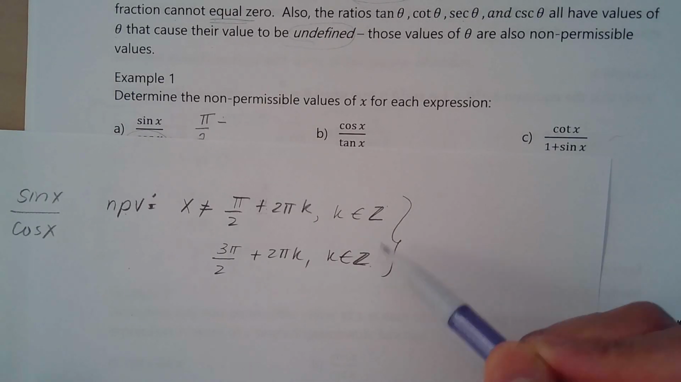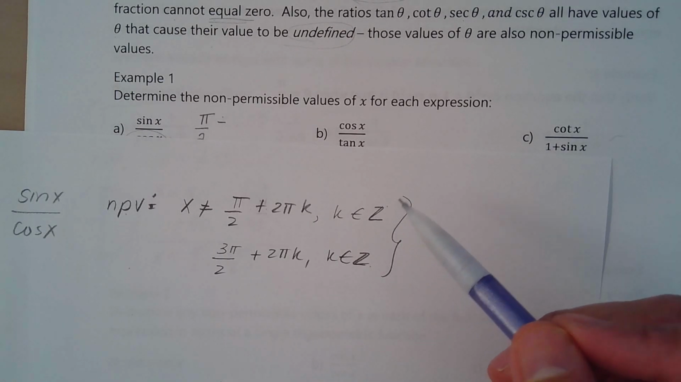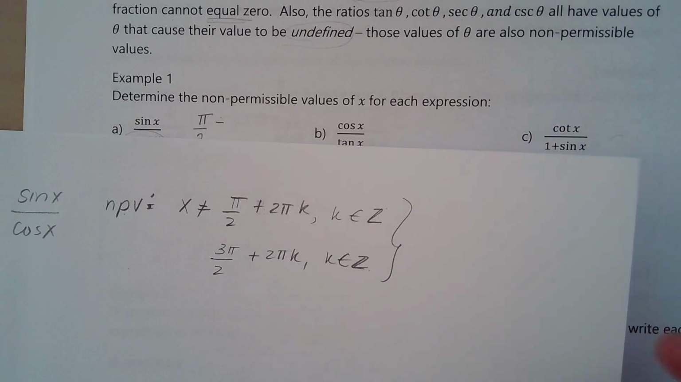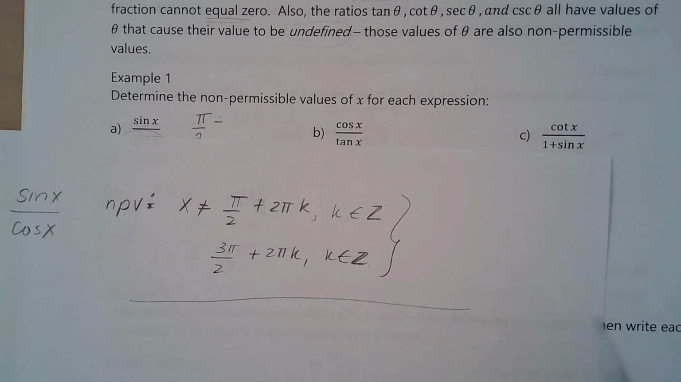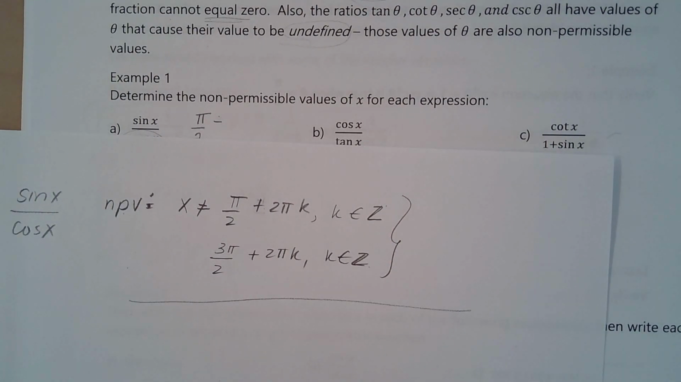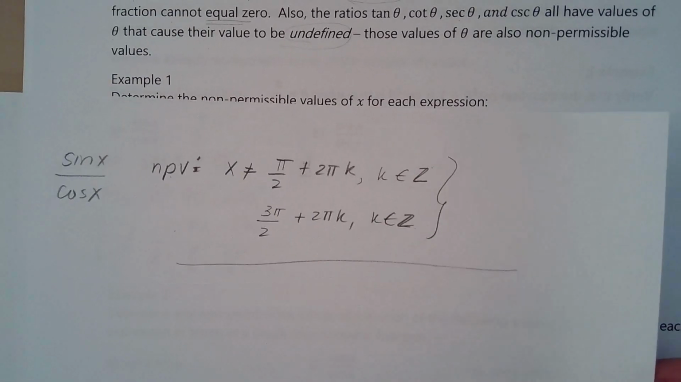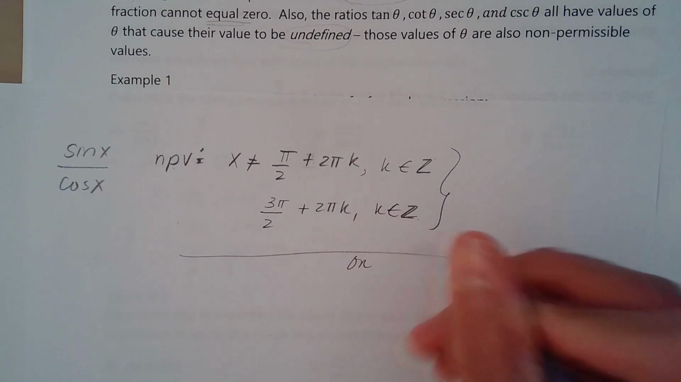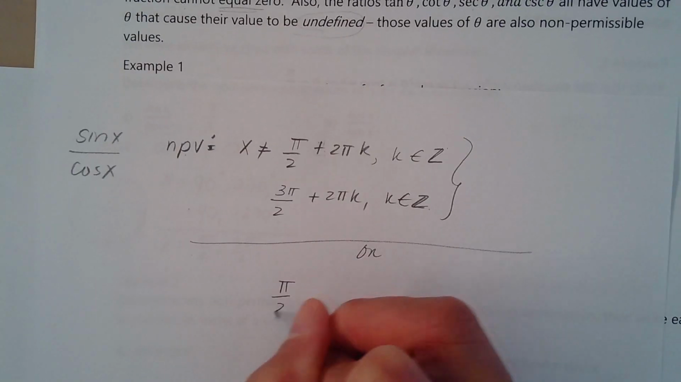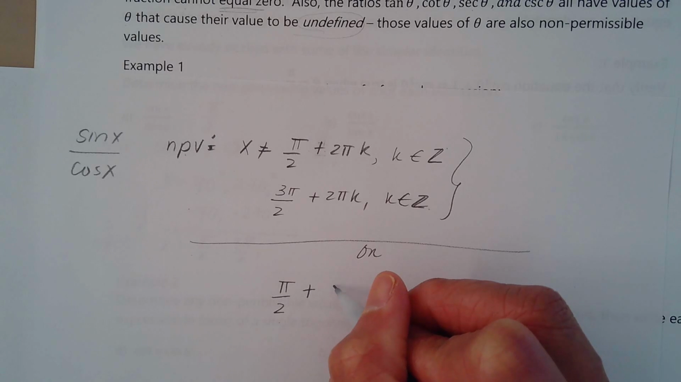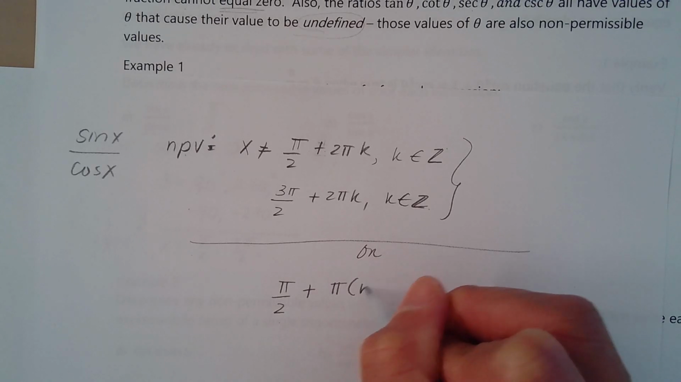Now, can you think of another way so that instead of these 2, it'd be just 1? Could it be just instead of 2 pi, it's just pi? Yeah, that's a possibility as well. So you can say pi halves plus pi k.